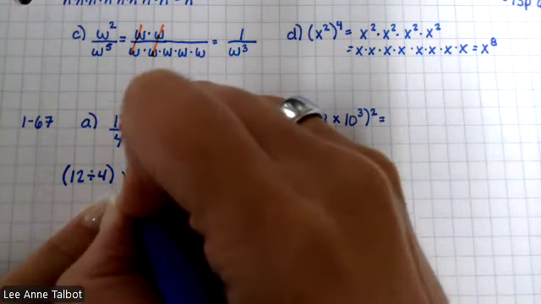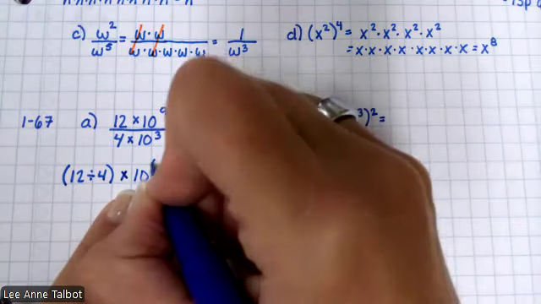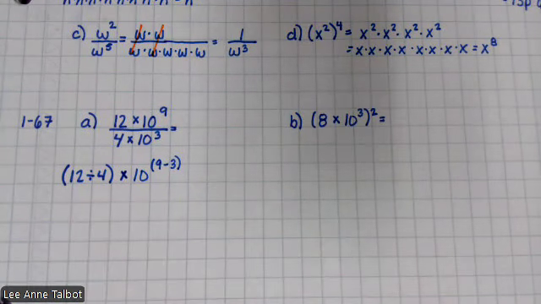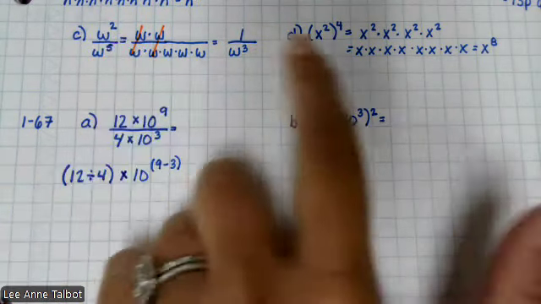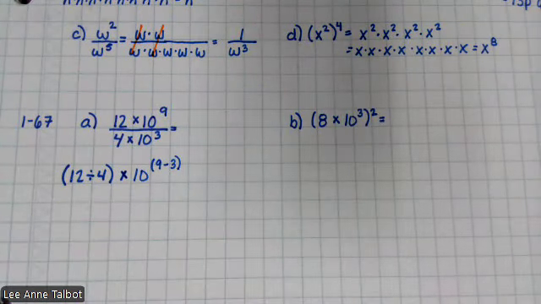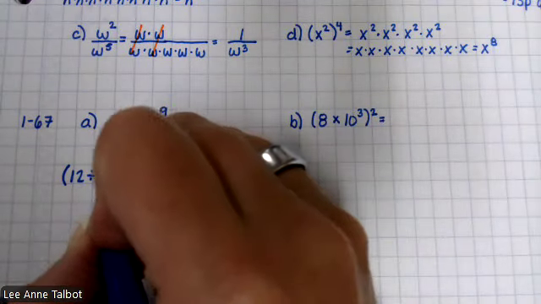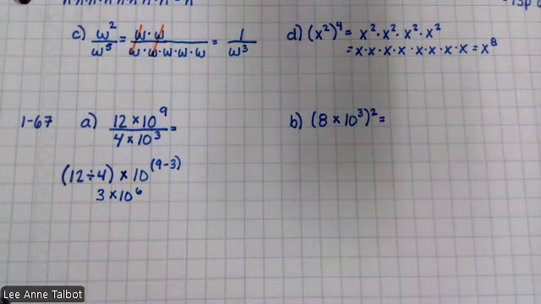And then put times 10 and then subtract the exponents. Because when we divide, just like this one, we did 5 minus 2 is 3. We subtract the exponents. Okay, so what is 12 divided by 4? 3 times 10 to the 6. Do you guys see where all the numbers went?